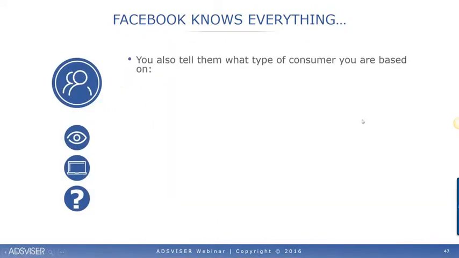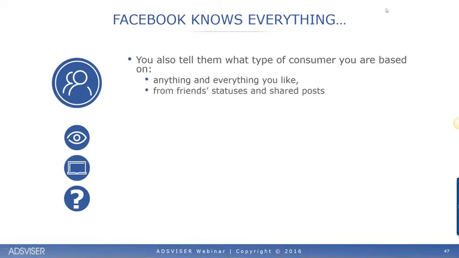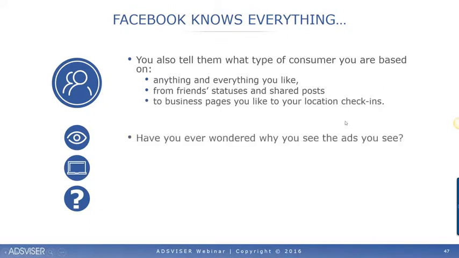It also knows what type of consumer you are, because you tell it, based on anything and everything that you like, from friend statuses and shared posts. Yes, it knows how many children you have. That's right, only if you told it the truth. Absolutely, Mary. It knows the business pages you like and your location check-ins. But have you ever wondered why you see the ads that you see? This is a very little known fact that a lot of people don't actually realize: why do we see the ads we see?